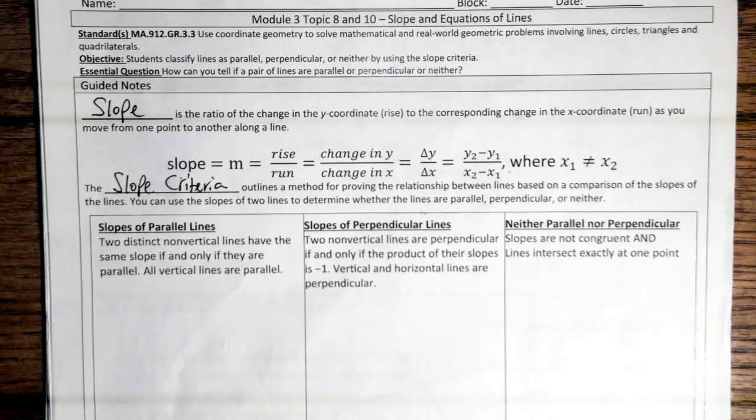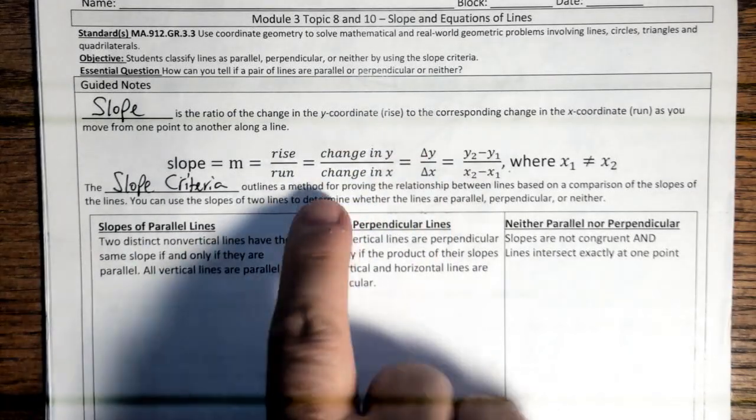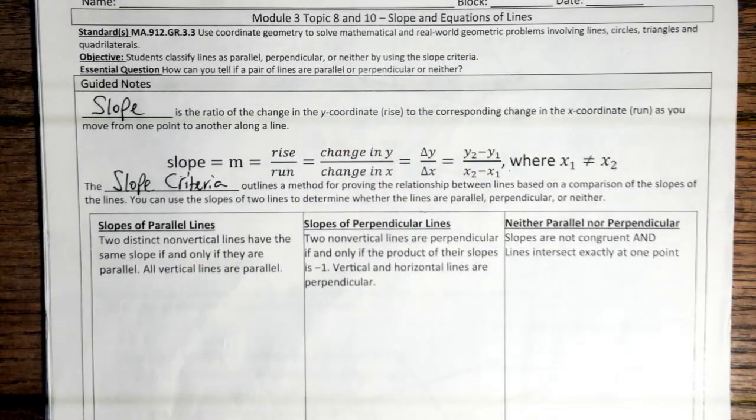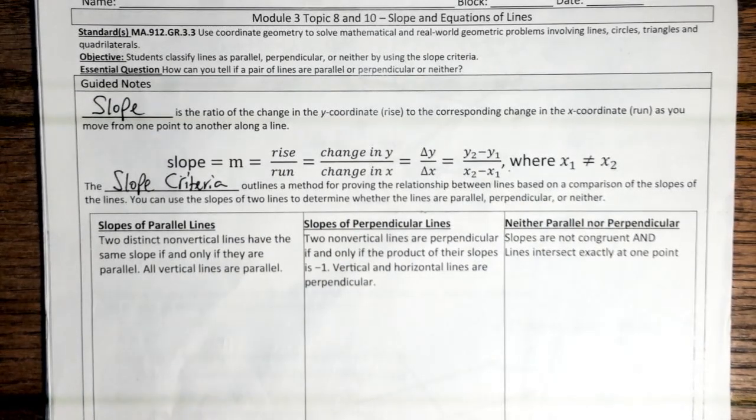Slope is the ratio of change in the y-coordinate, rise, to the corresponding change in the x-coordinate, run, as you move from one point to another along a line. Of course, rise is our up and down, and run is our left to right, up and down being vertical, left to right being horizontal.